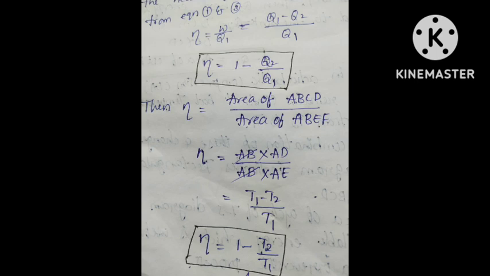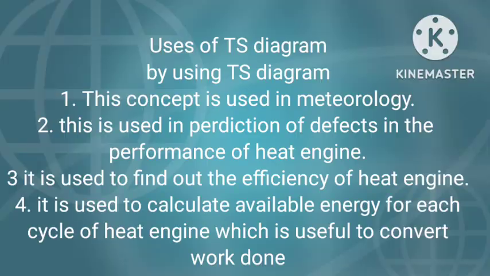Efficiency is equal to AB into AD by AB into AE, equal to T1 minus T2 by T1. Hence, the efficiency depends only on the temperatures T1 and T2, and it does not depend on the working substance.